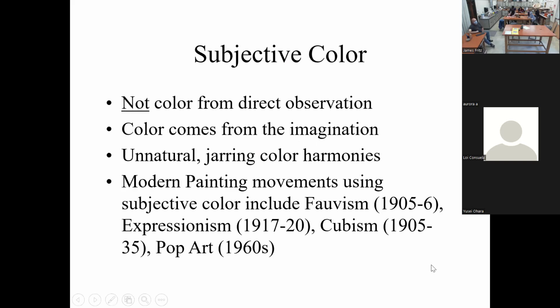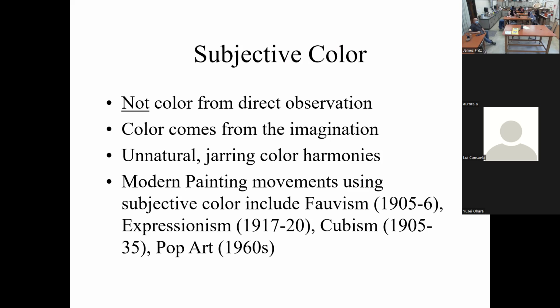Okay, subjective color. So not color from direct observation. This color comes from your imagination. When we see them in paintings, they're often unnatural, jarring color harmonies. And so we're going to have to talk about that, because there are some times when colors conflict and are difficult to look at, and it works in a composition. But you're going to find oftentimes that we're seeing neutralized colors that also harmonize nicely, even if they aren't natural colors. So I will get into that in just a bit.